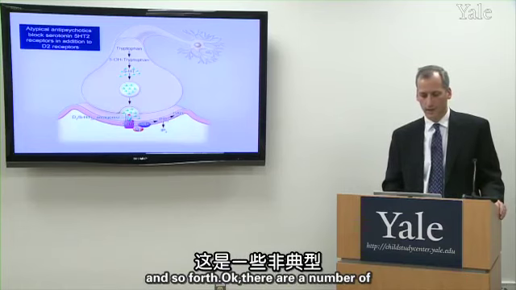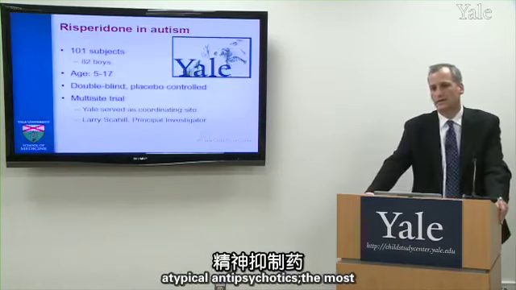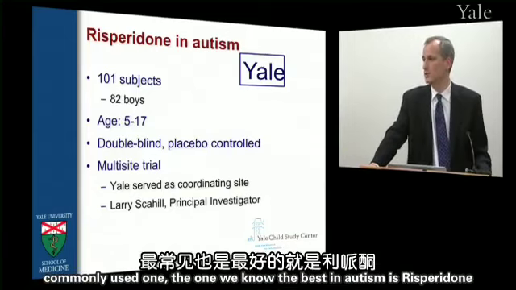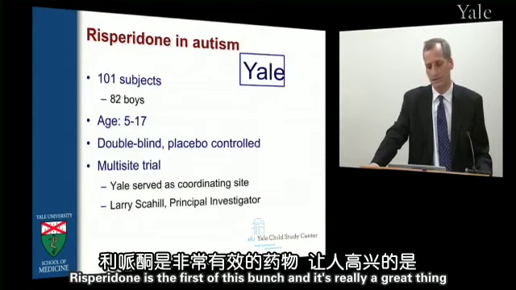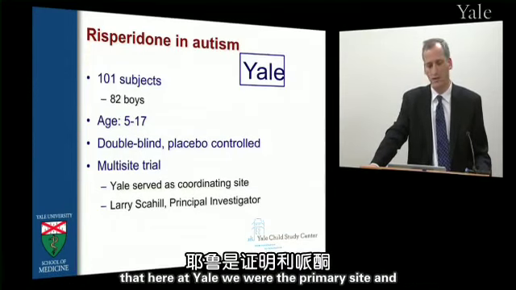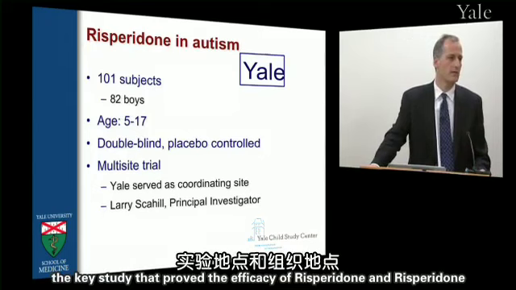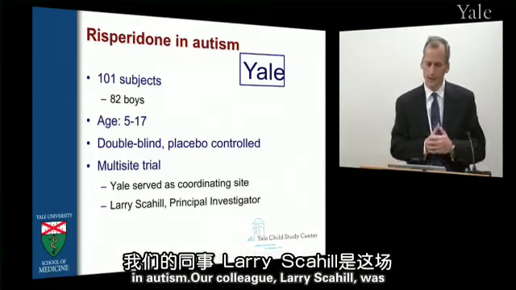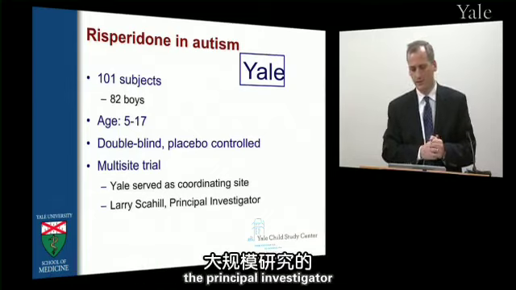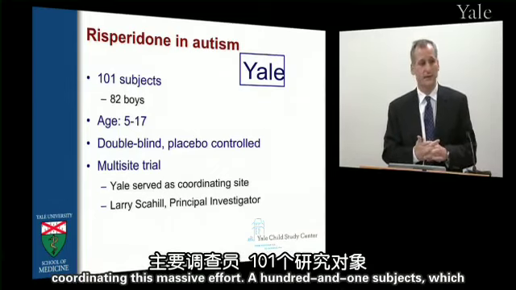Okay. There are a number of atypical antipsychotics. The most commonly used one, the one we know the best in autism, is risperidone. Risperidone is the first of this bunch, and it's really a great thing that here at Yale we were the primary site and the organizing site for the key study that proved the efficacy of risperidone in autism. And our colleague Larry Scahill was the principal investigator coordinating this very massive effort.